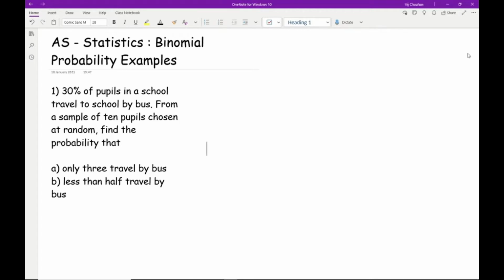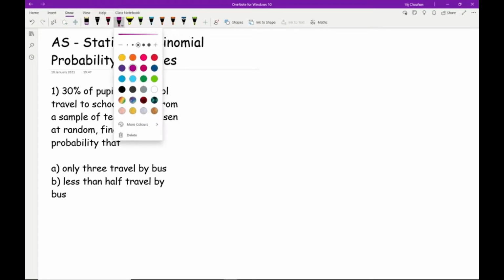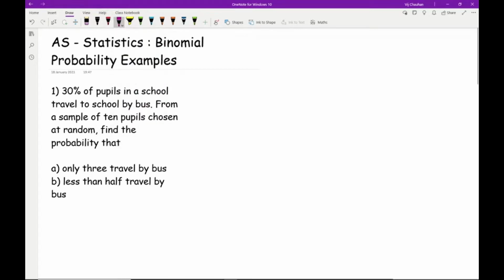So the first thing we want to do when we're starting with these questions is first of all identify the parameters. Even before starting, I'm just going to write number 1. I'm going to write down that X is binomially distributed with a sample size of 10 and a probability of a success of someone travelling by bus in this particular situation is 0.3. And that would probably in an exam be worth 1 mark, so I always state that.